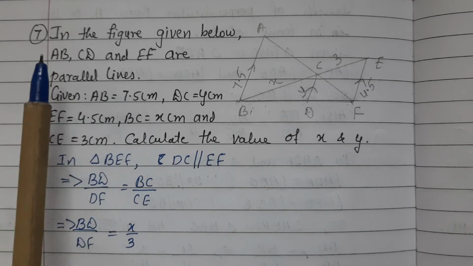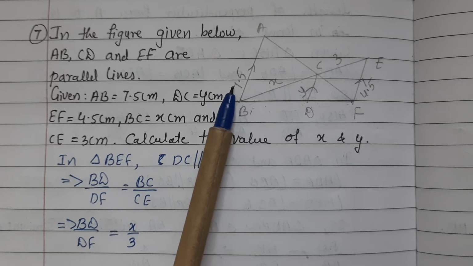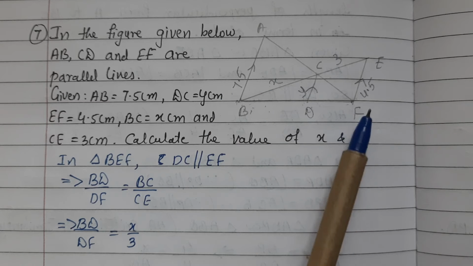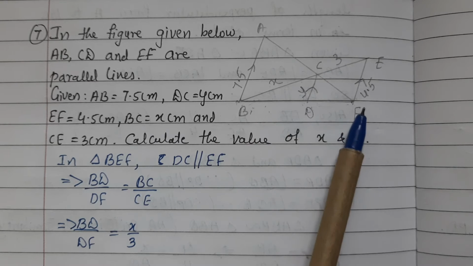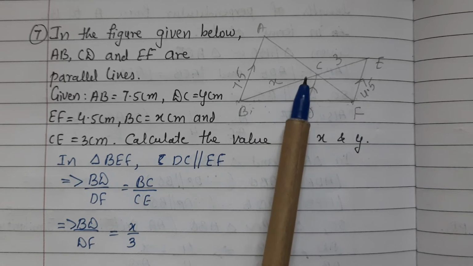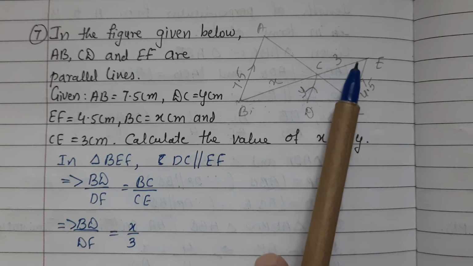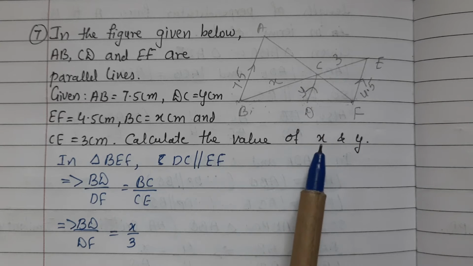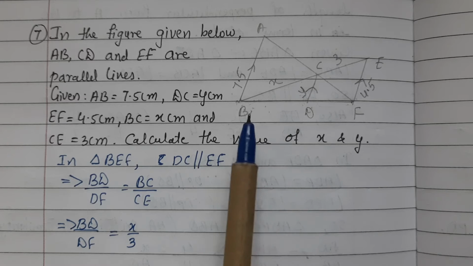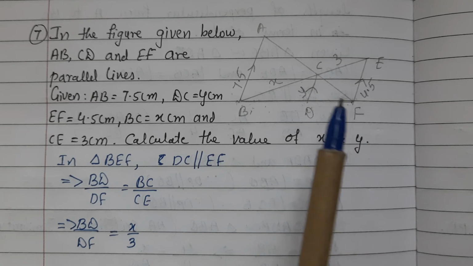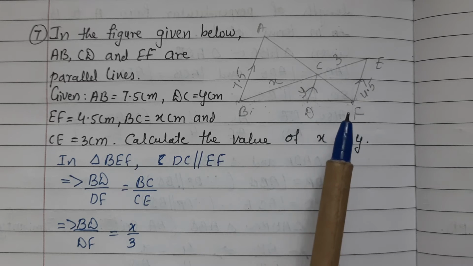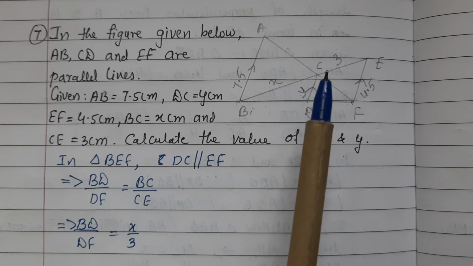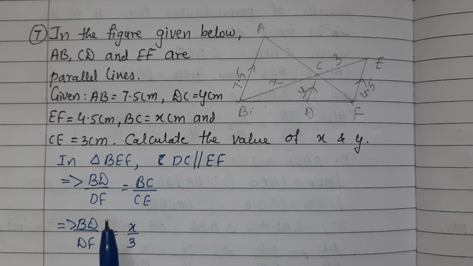Sum number 7. In the figure given below, AB, CD, EF are parallel lines. Given AB is 7.5 cm, DC equal to y cm, EF equal to 4.5 cm, BC is x and CE is 3 cm. Calculate the value of x and y. In triangle DEF, since CD is parallel to EF, BD upon DF is equal to BC upon CE. BD upon DF equal to x upon 3.